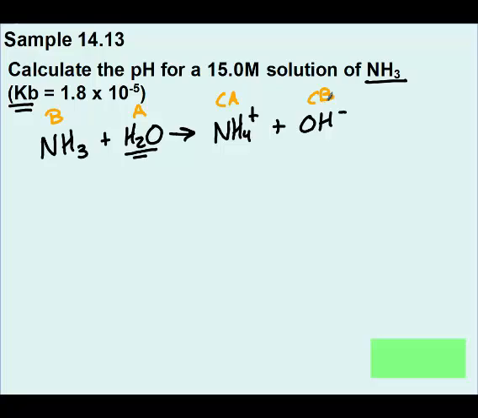Now we can go ahead and start with our initial. So we have 15 molarity. We need the water to write our equation, but water's a liquid, so that does not go in the RICE table. We have 0 and 0. It's going to break apart some amount.